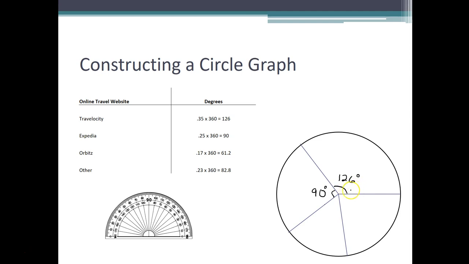All right, Orbitz has 17% of the bookings, so 0.17 times 360 gives you 61.2 degrees. And then all the other sites had 23% of the bookings, so 23% of 360 is 0.23 times 360, or 82.8 degrees.